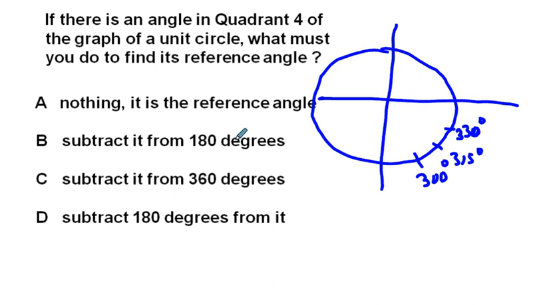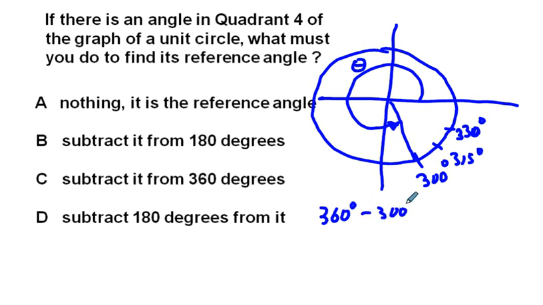Your reference angle is the smallest positive angle to get to the x-axis. So if we have this 300 degree angle right here, that's going to be our theta in standard position, and our reference angle is the angle from the x-axis to 300 degrees. To get this, we take 360 degrees minus 300 degrees, which equals 60 degrees. So C is our correct answer.